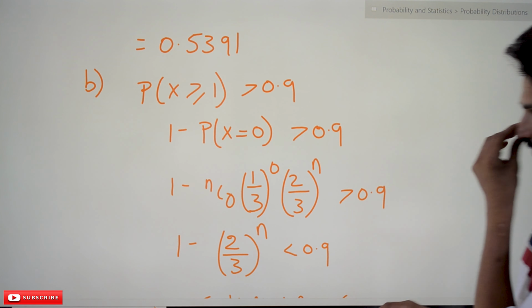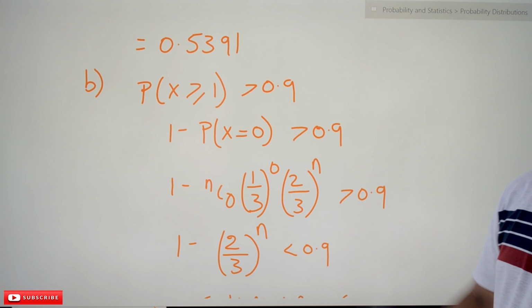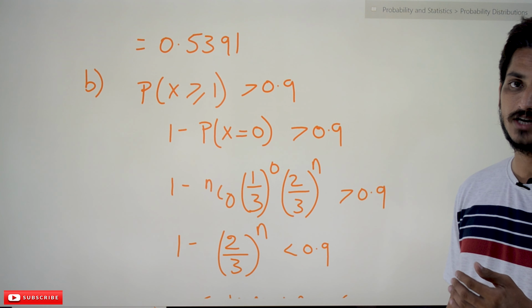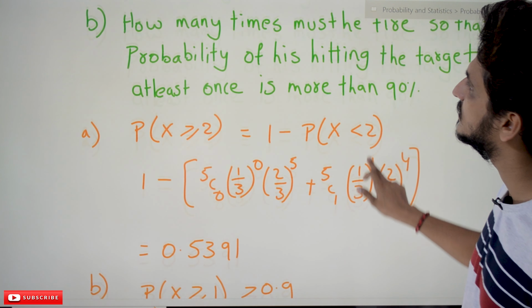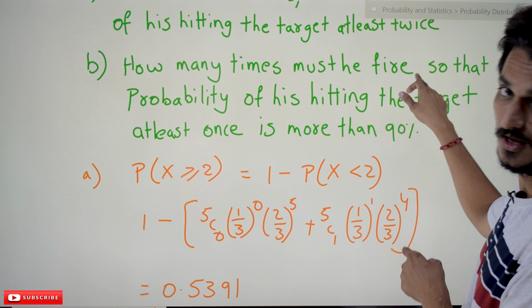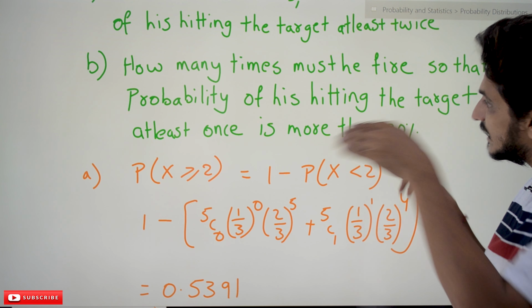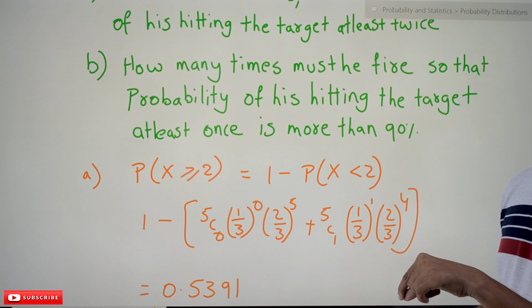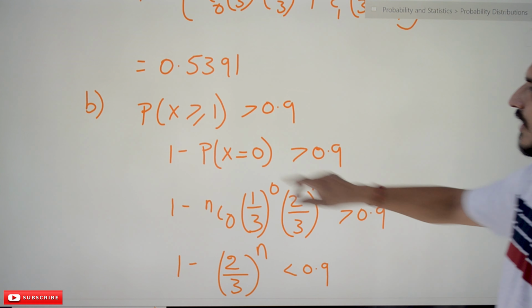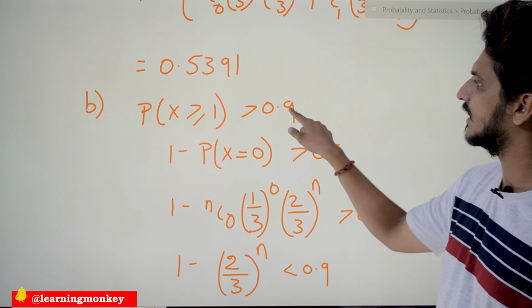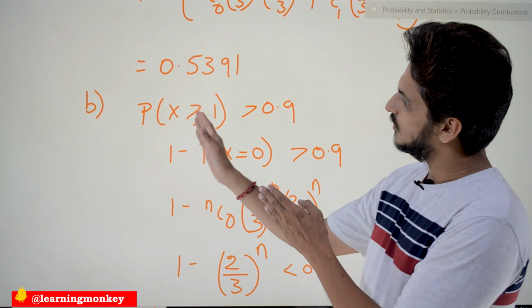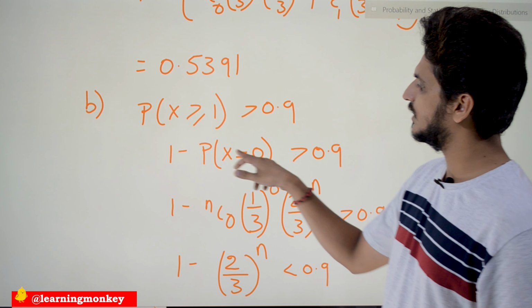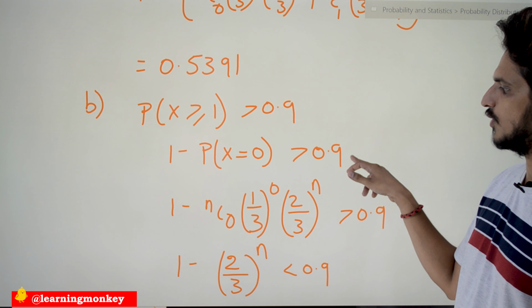Coming to the second question, probability of x greater than or equal to 1 is greater than 0.9. From the question it was given: how many times must he fire so that the probability of his hitting the target at least once is more than 90%. So that's why probability of x greater than or equal to 1 is greater than 0.9. If you want to find this, we can convert it into 1 minus probability of x equal to 0 greater than 0.9.